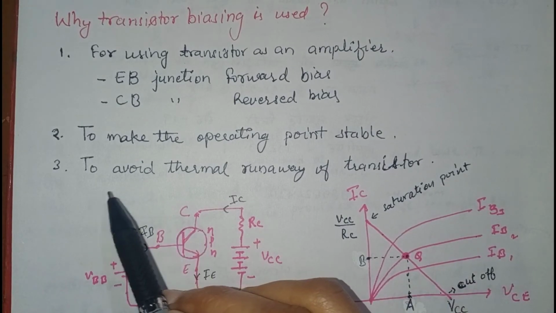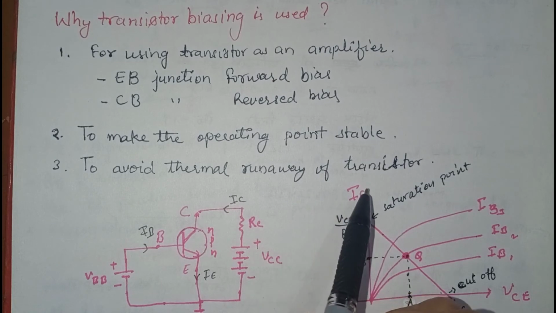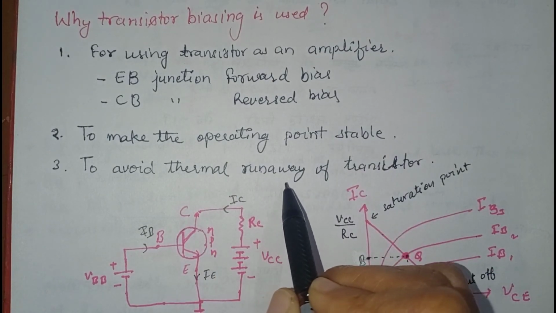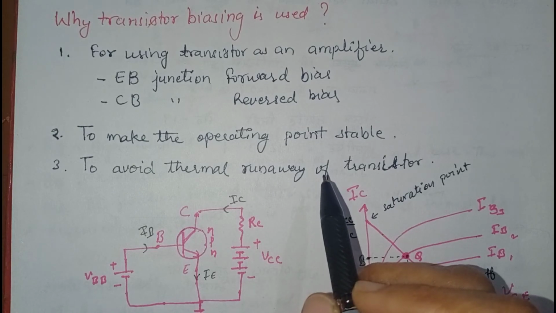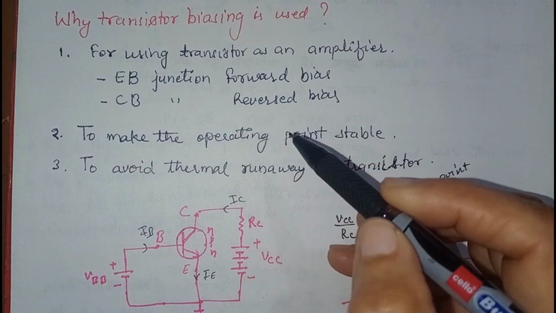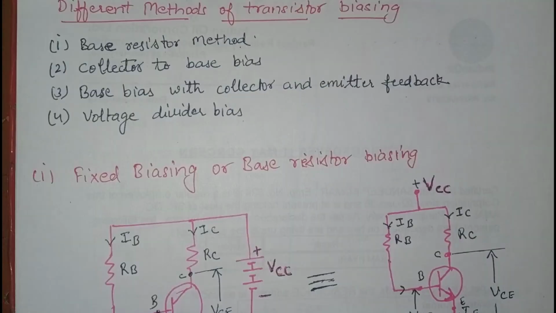And the third reason is to avoid the thermal runaway of the transistor. Thermal runaway is the self-destruction of the transistor due to rise in temperature of the transistor. So, due to these three reasons, transistor biasing is needed.